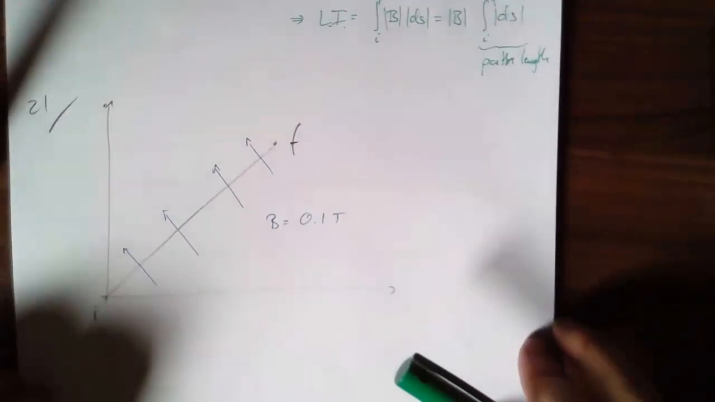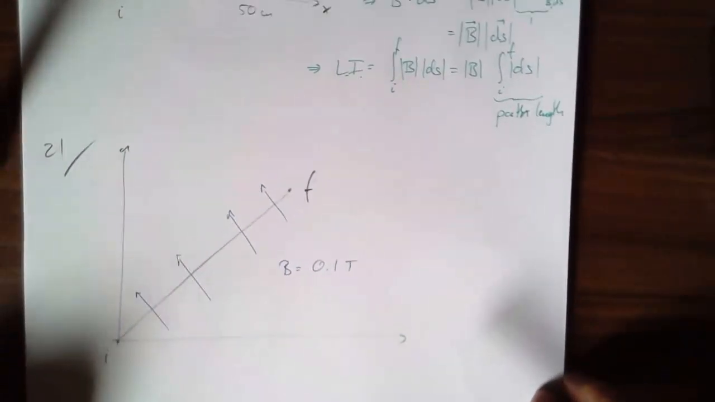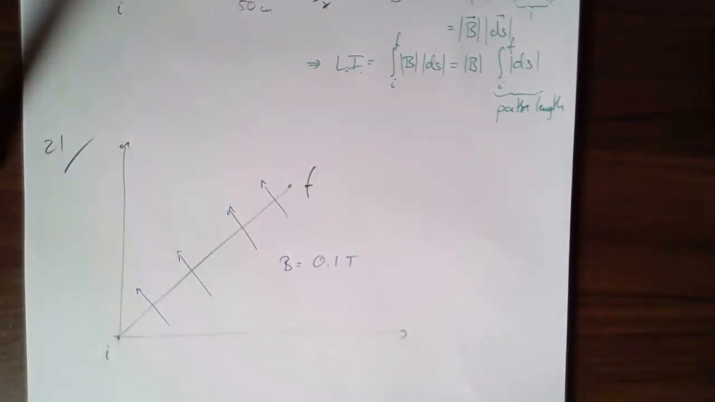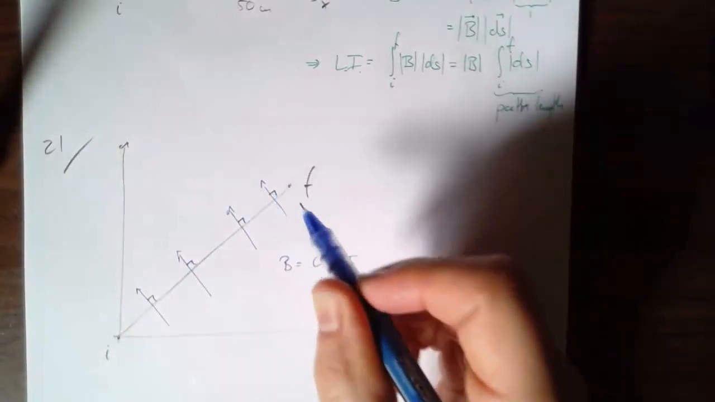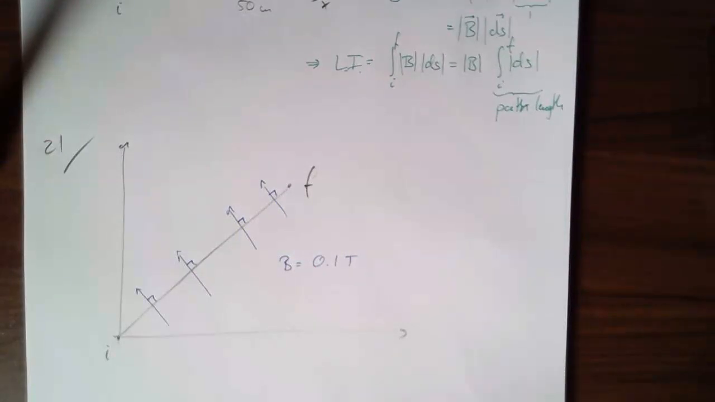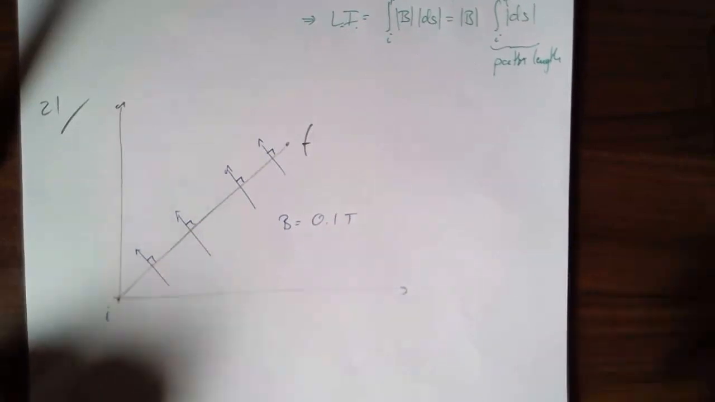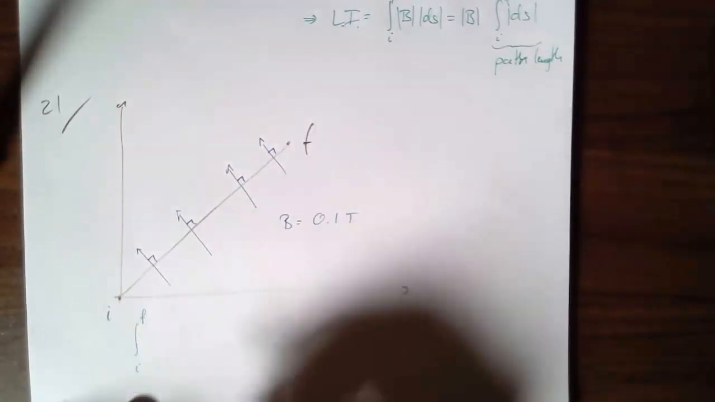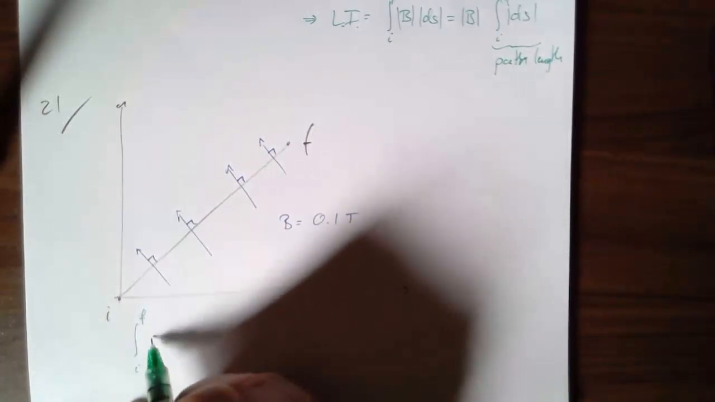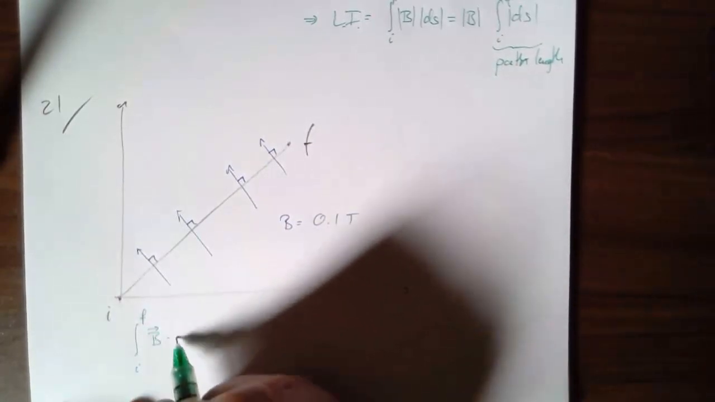Alright, now number 21 is kind of similar, except that now the magnetic field points the other way. The magnetic field now is perpendicular to my path. So what does that mean? Well, I want to evaluate the same thing, right? So let's do this. I want to evaluate the integral from initial position to final position of B dot ds.